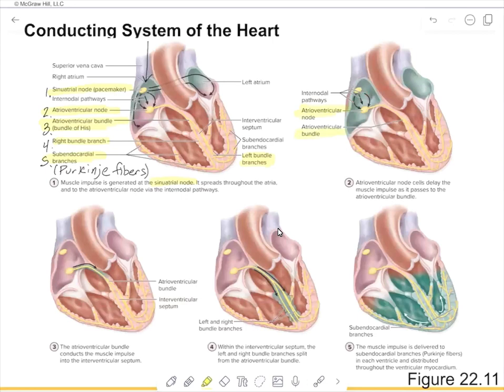Step number 3 then is the atrioventricular bundle. The bundle conducts the muscle impulse into the interventricular septum. So that's step number 3 in the conduction system. And it leads to the left and right bundle branches. So within the septum, the bundle branches split from the AV bundle. And finally, the muscle impulse is delivered to the subendocardial branches, which would be step number 5 in each ventricle. And then the ventricular myocardium can then contract.